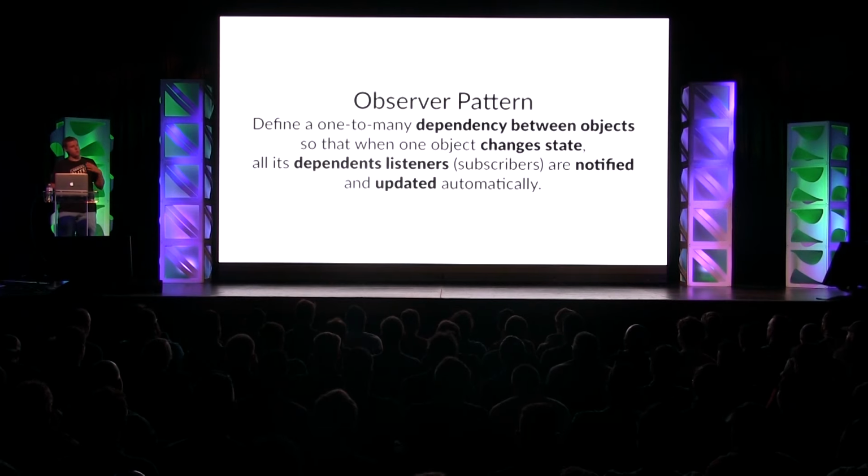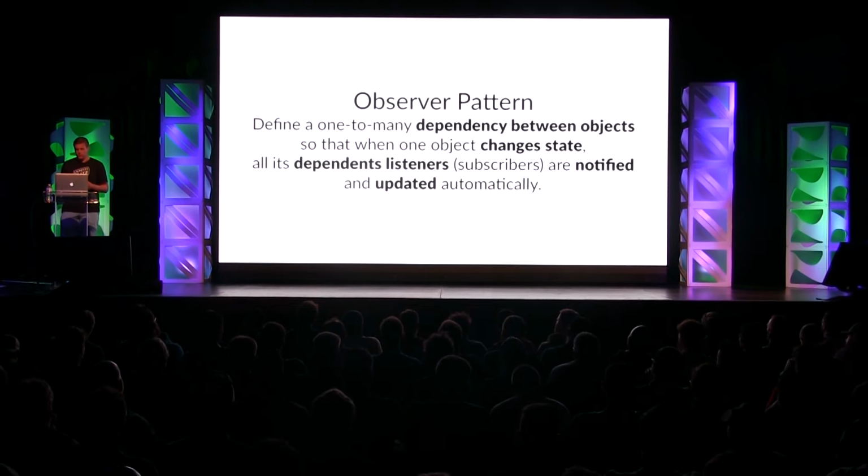So when we look at the definition of the observer pattern itself, we can see that, in short, it brings us communication between the objects whenever state changes. So define a one-to-many dependency between objects so that when one object changes state, all the dependent listeners, in this case you as a listener waiting for a pizza, or the pizza baker waiting for a new order, are notified, and then they can update their state.